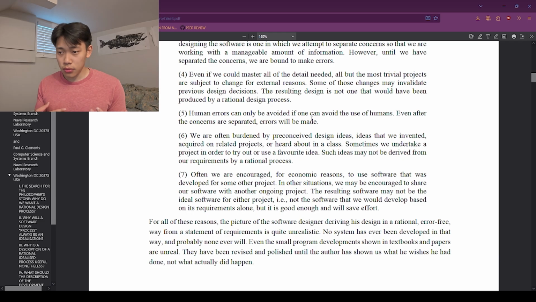For example, it is not software that we would develop based on its requirements alone, but is good enough and will save effort. For all of these reasons, the picture of the software designer deriving his design in a rational, error-free way from a statement of requirements is quite unrealistic. No system has ever been developed in that way, and probably none ever will. Even the small program developments shown in textbooks and papers are unreal. They have been revised and polished until the author has shown us what he wishes he had done, not what actually happened.